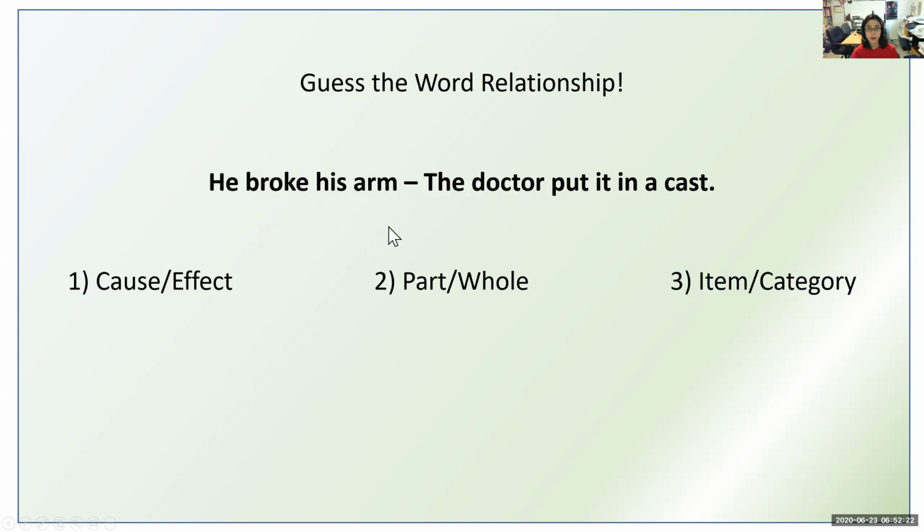He broke his arm. The doctor put it in a cast. Is this one going to be cause effect, part whole, or item category? So on your piece of paper, you can write down the number 5, because this is our 5th word relationship, and then write down either cause effect, part whole, or item category. So you can pause the video and do that.